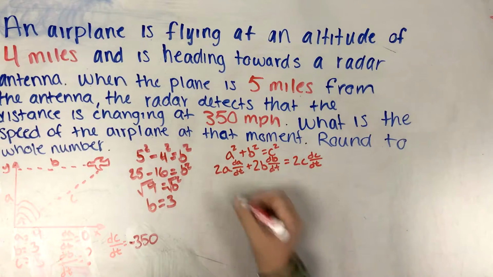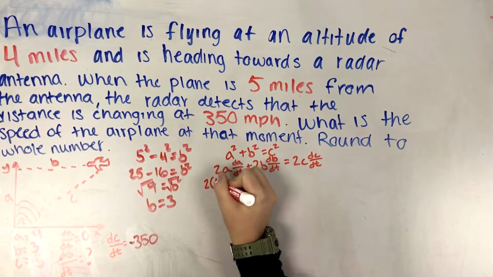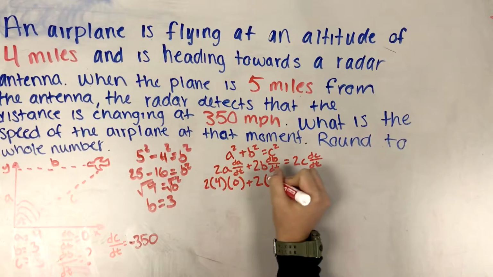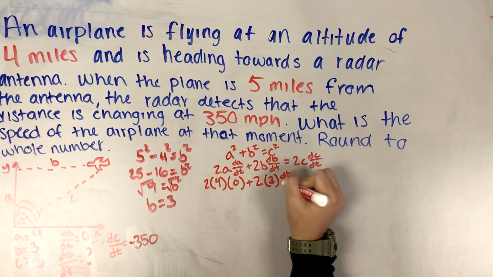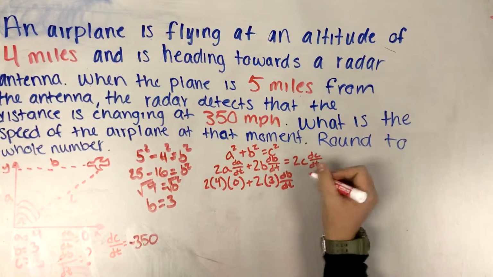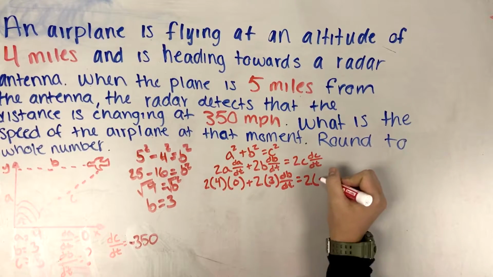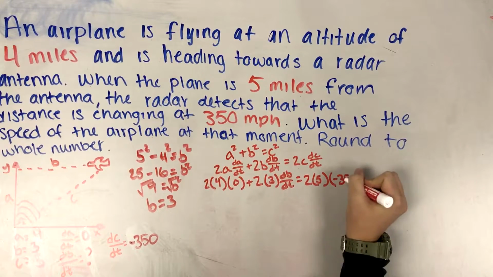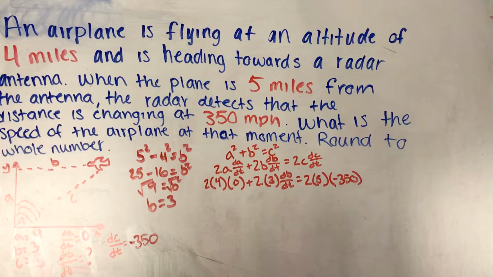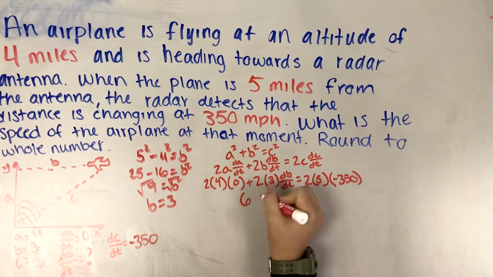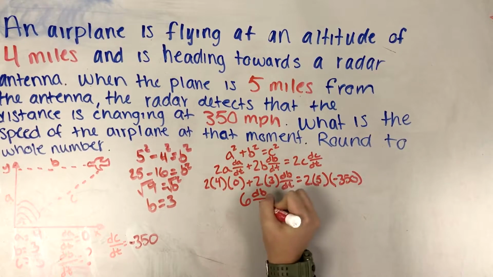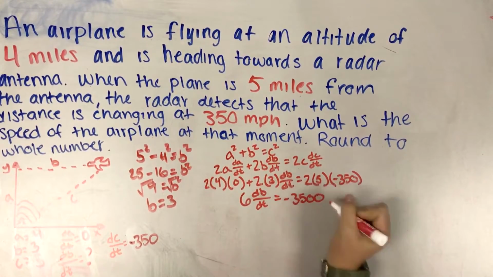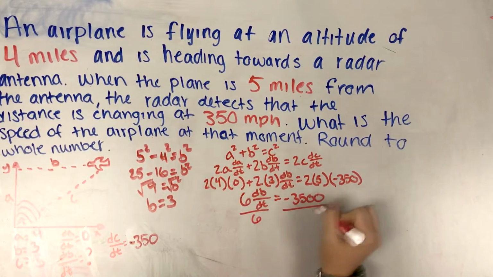Now plug in the given values. So 2 times 4 times 0 plus 2 times 3 times dB over dt, because we don't know that, equals 2 times 5 times negative 350. Now simplify. So this will turn out to be 6 dB over dt equals negative 3,500. Now divide both sides by 6.